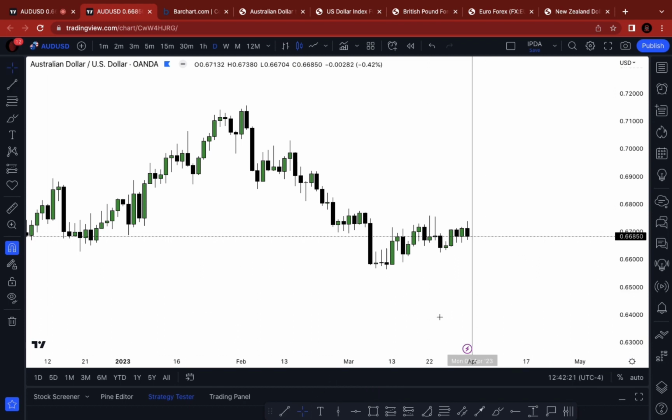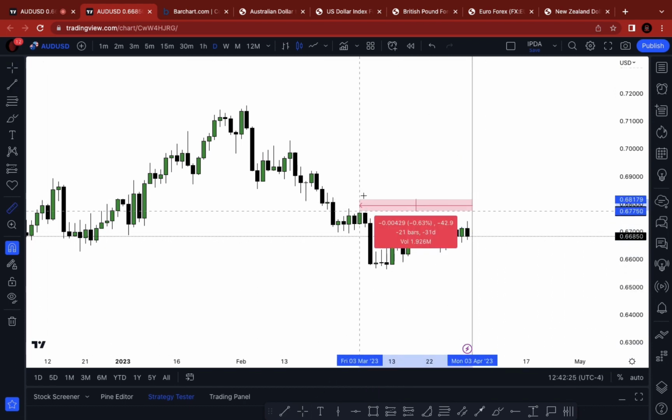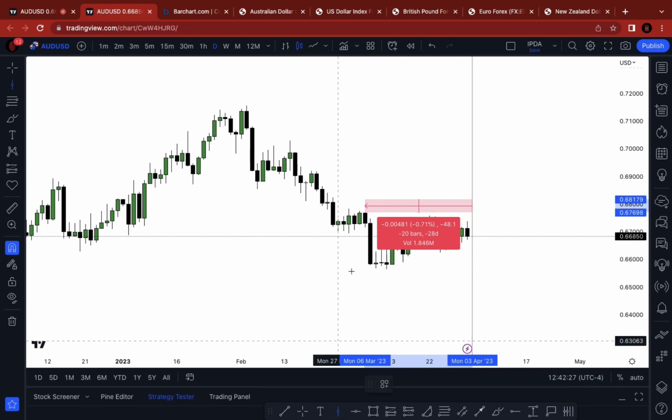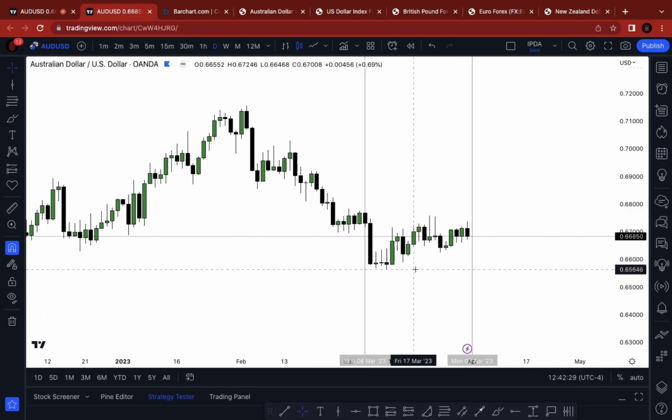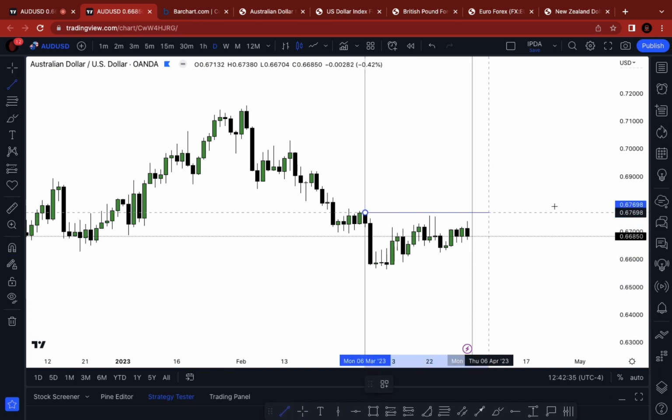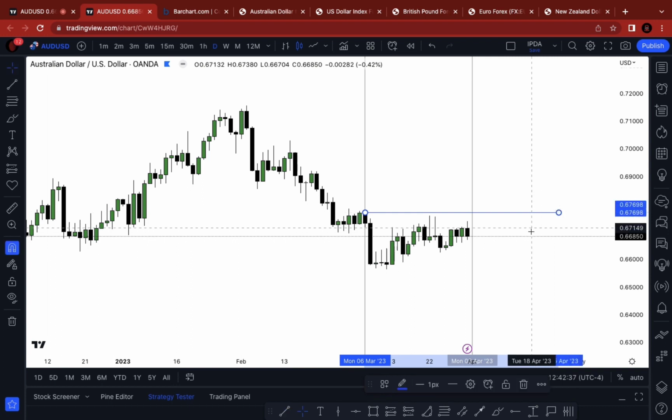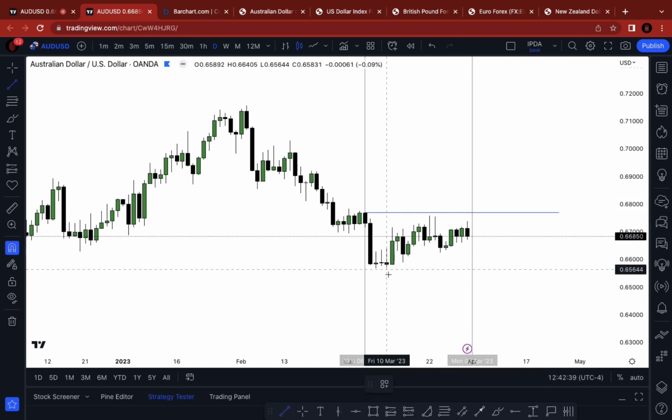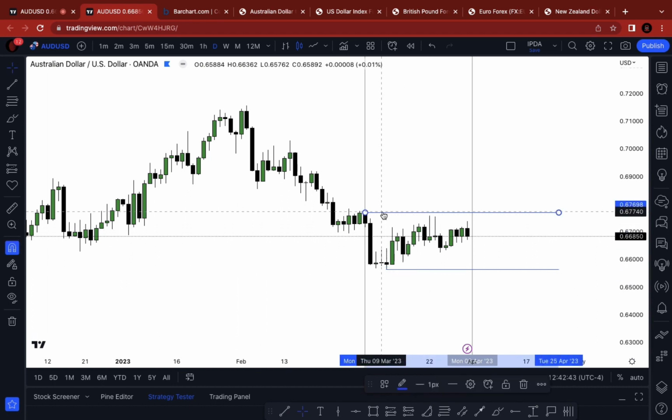I need this tool. It's 20 bars here. And within this 20 range period, I'm going to look for my highest high. And I can see that highest high is going to be here. And then I'm going to look for the lowest low that we have as well. I'm going to make this high red.